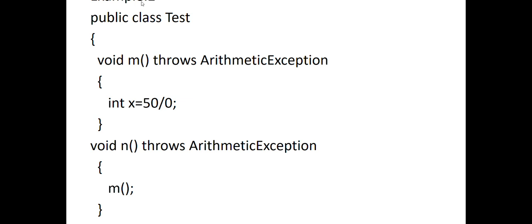So let us see the second example. In the second example, I'm creating the class Test. Here also I first create method void m. It also throws an arithmetic exception. In that, I'm writing the expression int x = 50 / 0. Then I create one more method, void n, which throws an arithmetic exception. Inside n I'm calling the m method. So here n is the caller and m is the called method, but n does not use the try catch block to handle the exception which is caught in the m method.